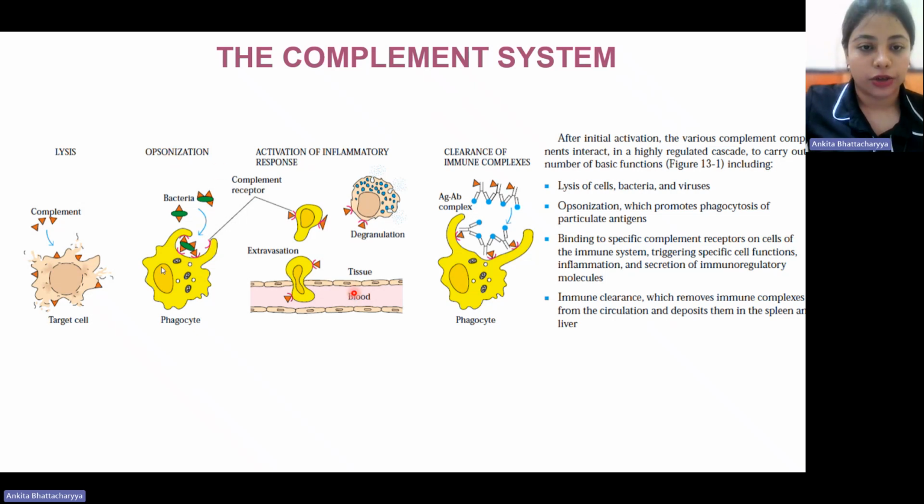Third is the activation of an inflammatory response, where the complement receptor is triggering the degranulation of mast cells, which is releasing histamines. Then you can see that it is able to extravasate and move out of the blood vessel into the tissue, and execute its activity. And finally, there is clearance of the immune complex, which is majorly mediated by phagocytic cells. That removes the immune complexes from circulation and deposits them in the spleen and liver, completing the complement system's job.